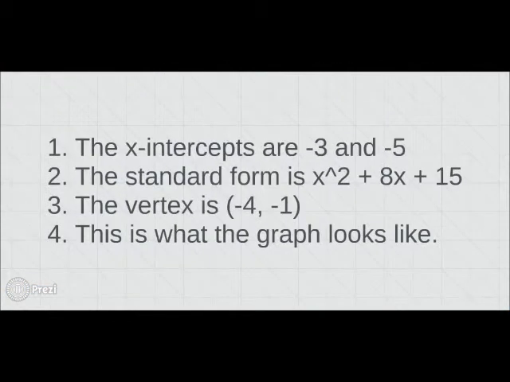Here, the x-intercepts are negative 3 and negative 5. After foiling, the standard form is x squared plus 8x plus 15. After that, the vertex is negative 4, negative 1. This is what the graph looks like after it's been plotted.